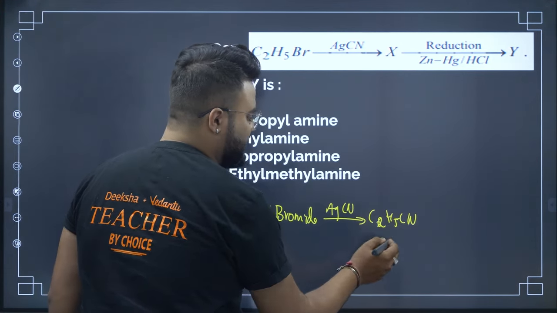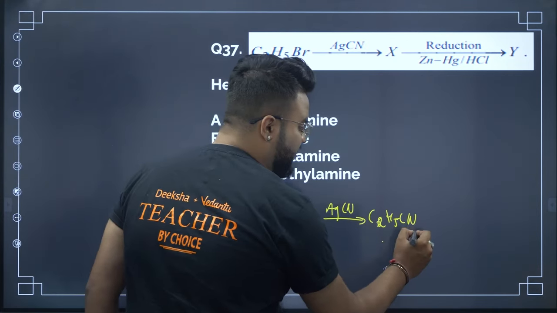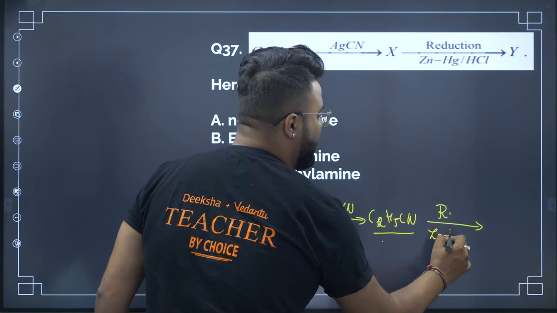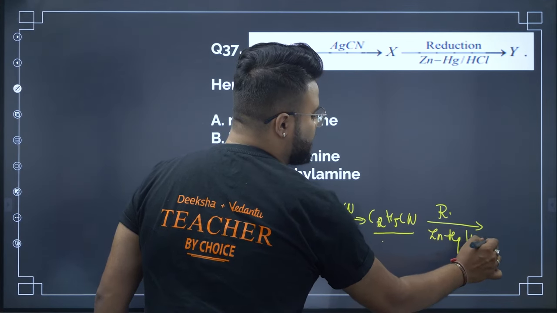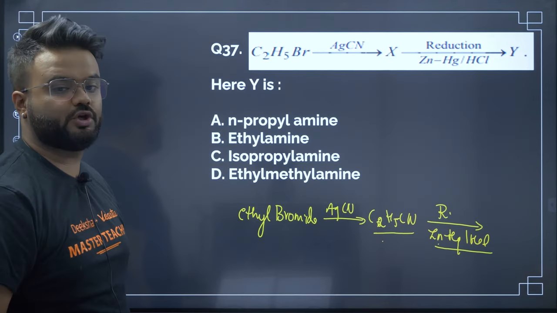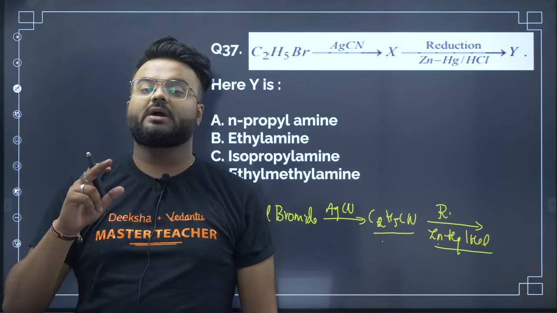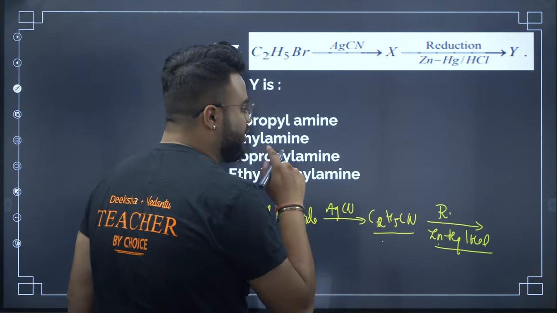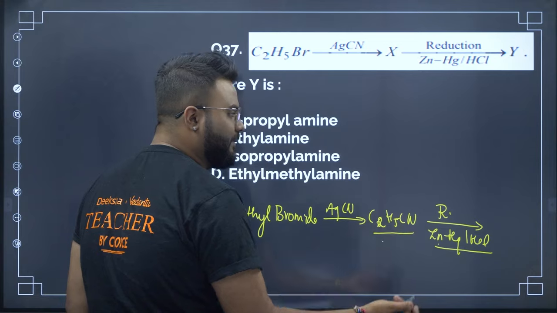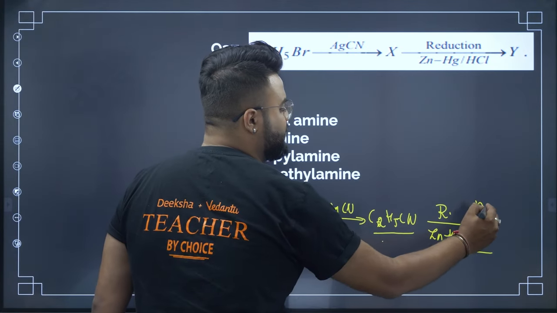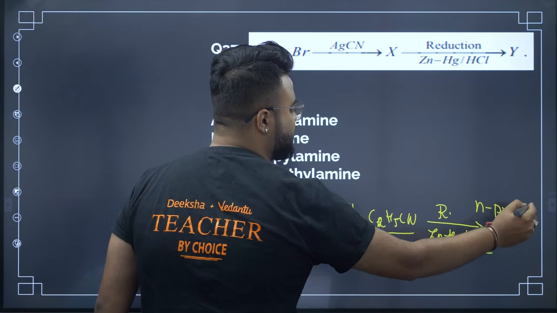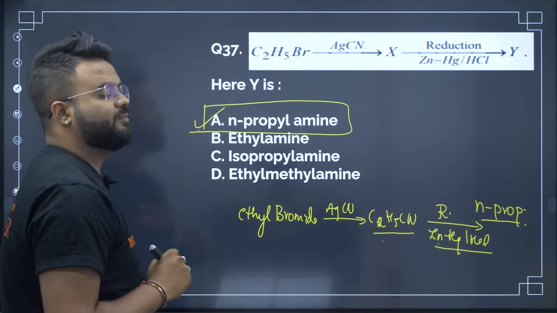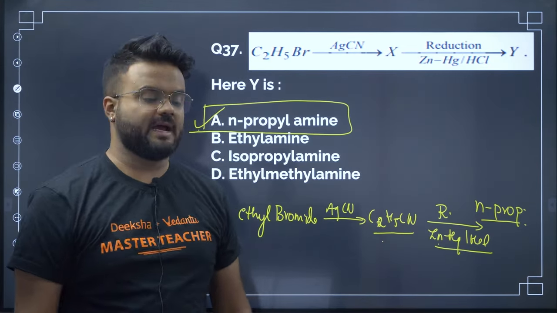C2H5CN, that is ethyl cyanide. Ethyl cyanide on reduction in the presence of zinc amalgam and HCl. What is this zinc amalgam? It is nothing but what you use in Clemmensen reduction. Therefore, it undergoes Clemmensen reduction to form an amine, that is N-propyl amine. What does it form? N-propyl amine. Therefore, your correct answer will be option A.